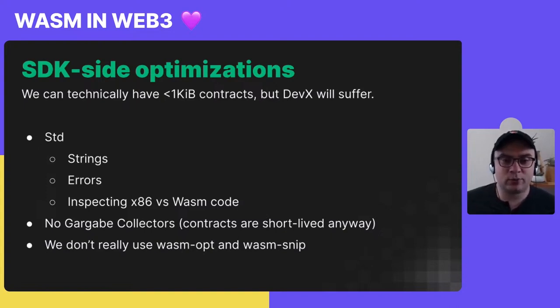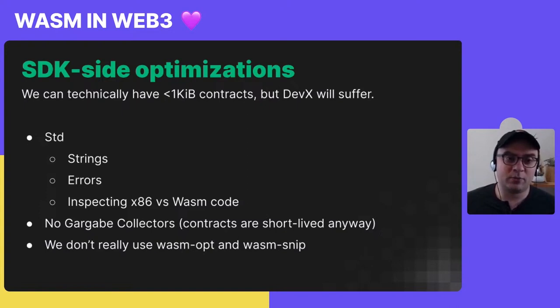Technically, it is possible to run extremely tiny contracts on Near if you use Rust. If you do not use STD and if you use all the best guidelines for writing tiny code, you can actually have contracts of less than 1 kilobyte once they compile to WebAssembly. But your developer experience will suffer greatly. So most of the projects, even projects that care a lot about performance and about size, actually still use our SDKs with STD.